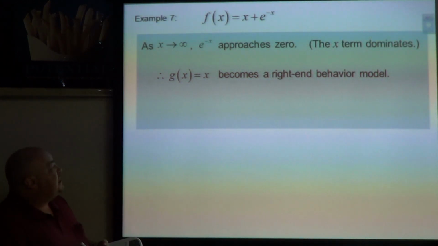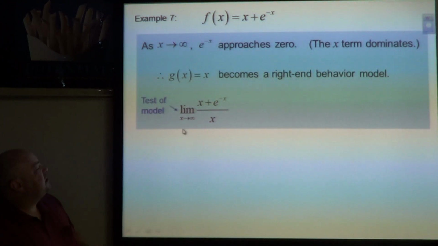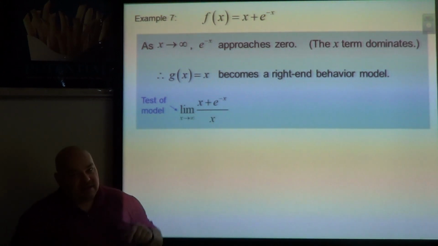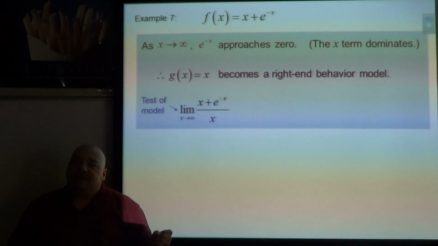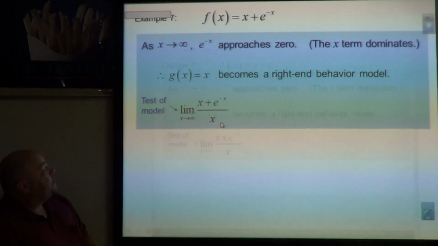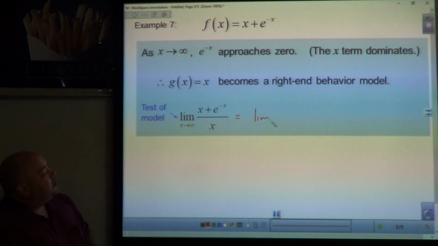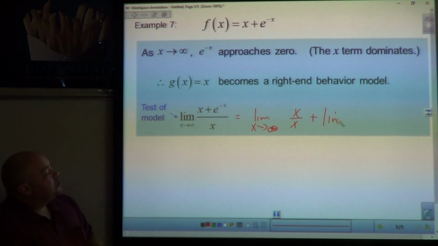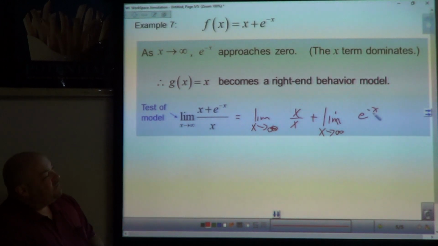And we can test that. So if we test it, taking the limit as x approaches infinity of x plus e to the negative x over x, same thing we did just a second ago with the 5x plus sine x, we're going to split the thing up. So we end up with the limit as x approaches infinity of x over x, plus the limit as x approaches infinity of e to the negative x over x. Now, this right here can actually be rewritten.